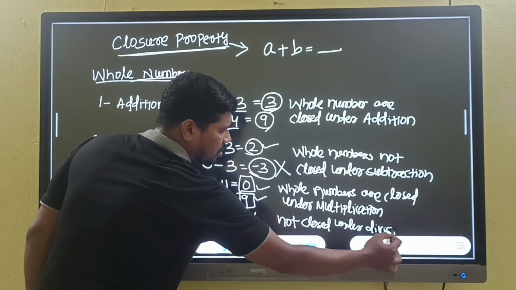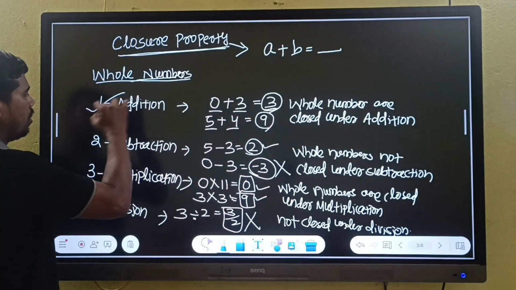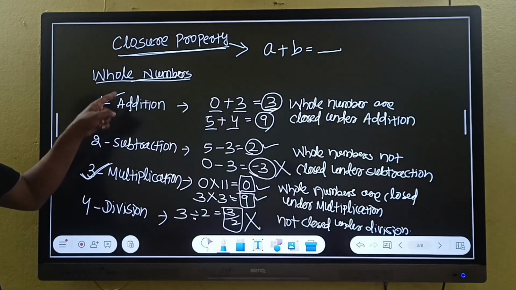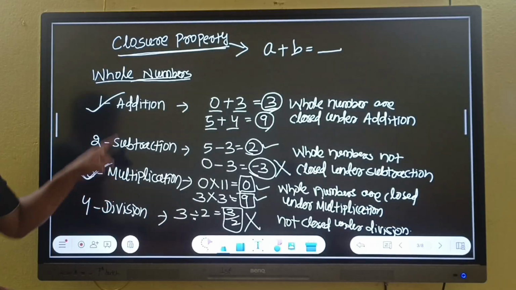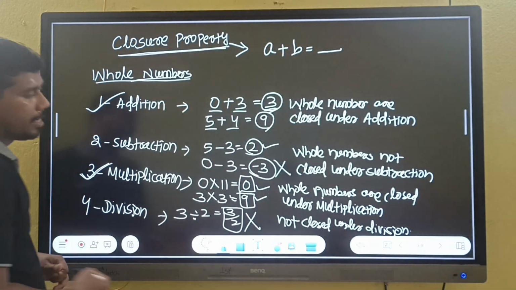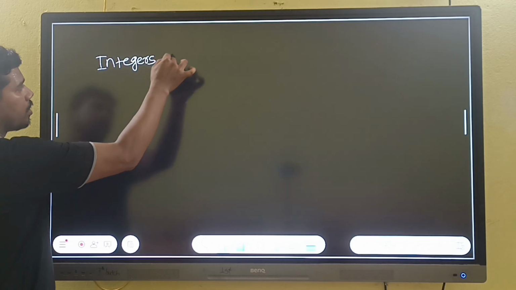The first ones are addition and multiplication. These two are closed under addition and multiplication in whole numbers. Next we will discuss the integers closure property.